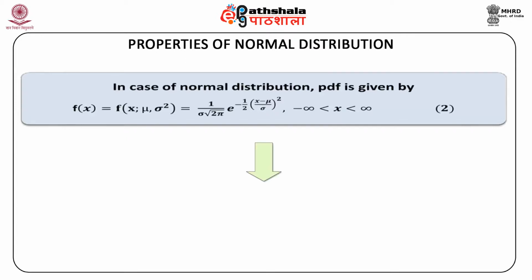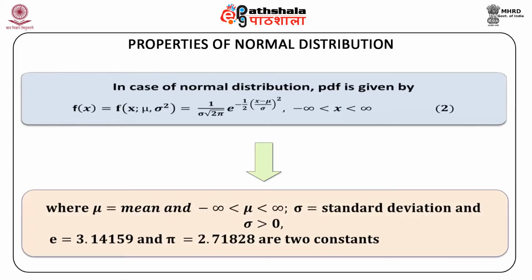This is equation 2, where mu is the mean and mu lies between minus infinity and plus infinity. Sigma is the standard deviation and sigma has to be greater than 0. e is equal to 2.71828 and pi is equal to 3.14159, which are the two constants.